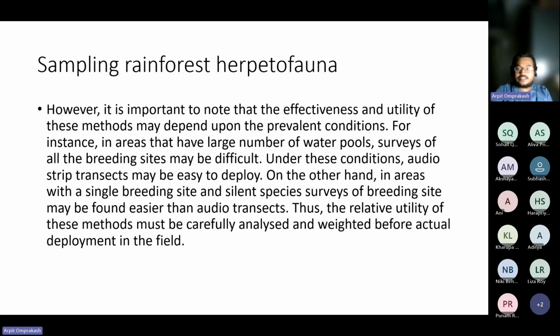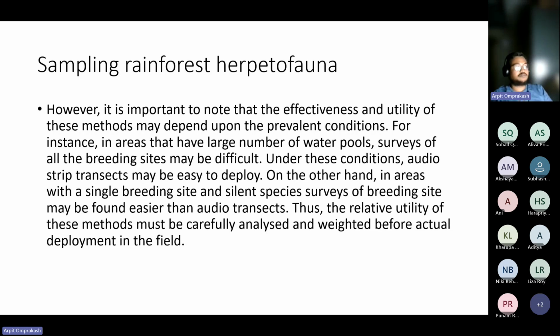Now, as someone was asking before, can we use capture recapture for territorial animals and stuff like that? So it is important to note that even though we have all these sampling methods, some of them might be more effective than others, depending on the species and the characteristics of the animals that you are trying to measure.